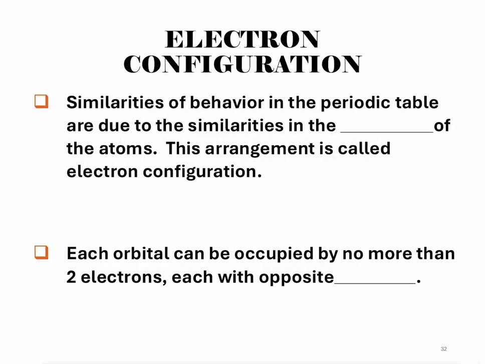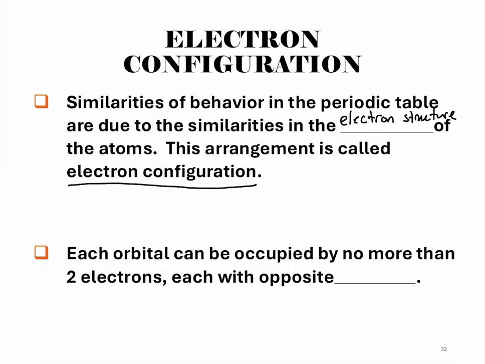And so we can relate this structure to the trends or the properties on the periodic table. The electronic structure, which is just the electron structure of the atoms and is related to the periodic table, is called the electron configuration of an individual atom.